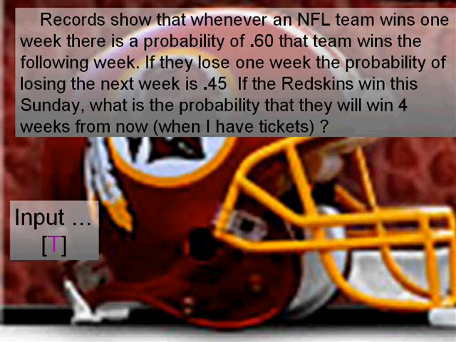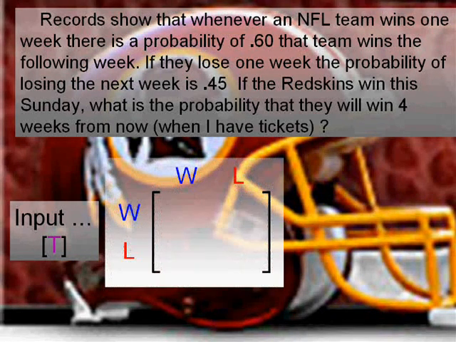Well, we have to create a transition matrix. We're going to go from win to win to loss, and all the possibilities. Well, to go from a win to a win is a 60% chance. Now I know 1 minus 60% is going to give me to go from a win to a loss. So I can put that in. The other number they give me is to go from a loss to a loss, 45%. And I once again can get my other number by subtracting from 1.